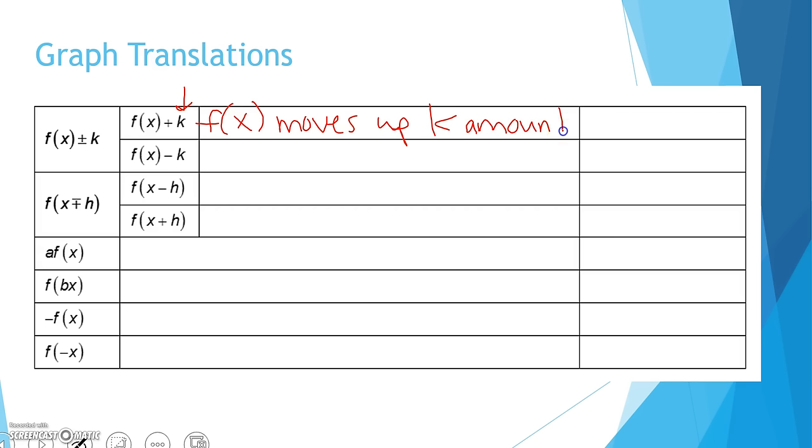And for this last box, I'm just going to do an example. Say our parent graph is the square root of x. If we want the square root graph to move up 4, you just put a +4 outside of the square root. Same with all the other parent graphs. If it's an absolute value, you put it outside the absolute value. If it's a square or quadratic, you put it outside of the square. And then if it's subtracted, f of x moves down.